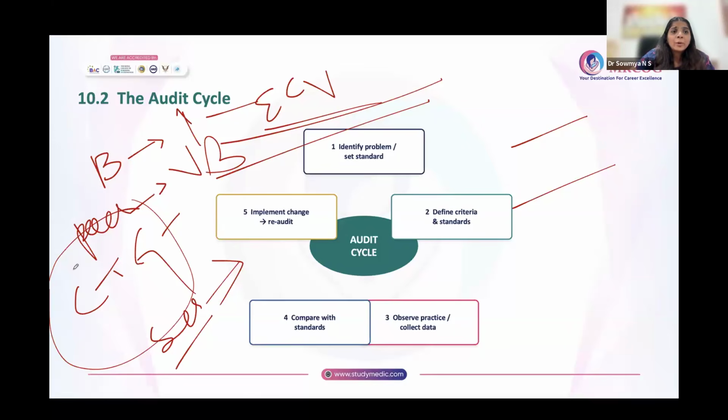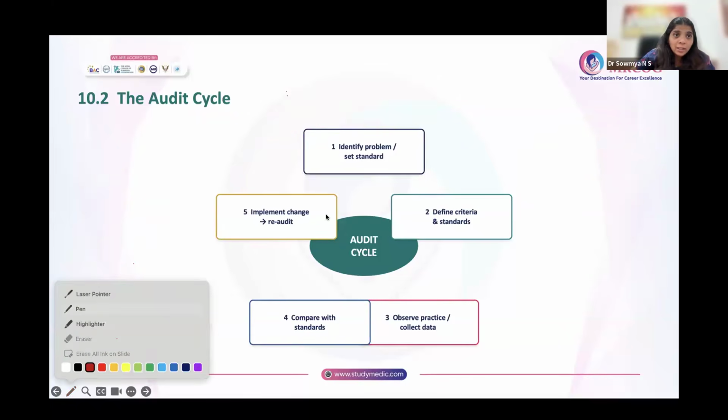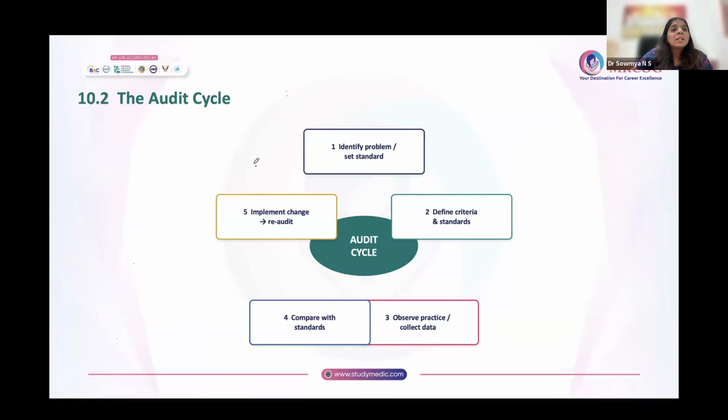Once you have identified all this, now you have to suggest the recommendations. See, audit or any process in the clinical governance is never about only identifying the fault. What next? Then what you do is, there is a clinical governance meeting which happens once in a month. So you are going to discuss with the team what are the implementations you would want to bring in.